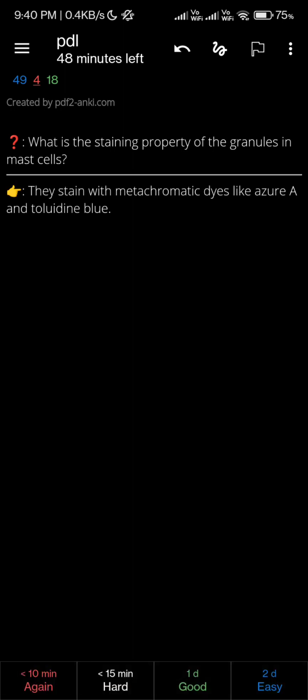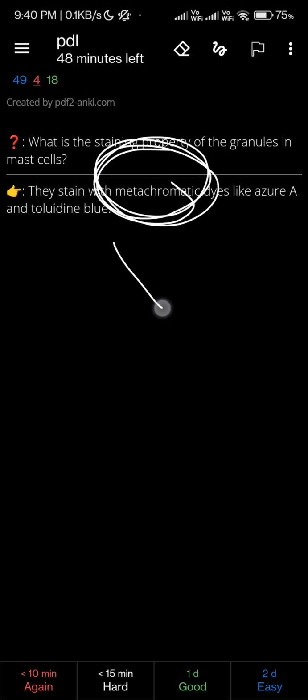And what is the staining property of granules? They are stained by metachromatic stains such as azure A and toluidine blue. Metachromatic dyes.